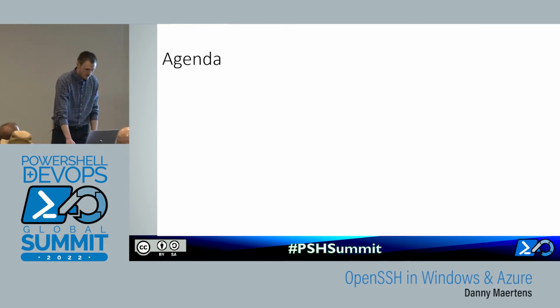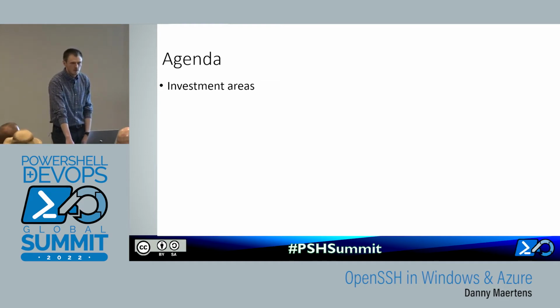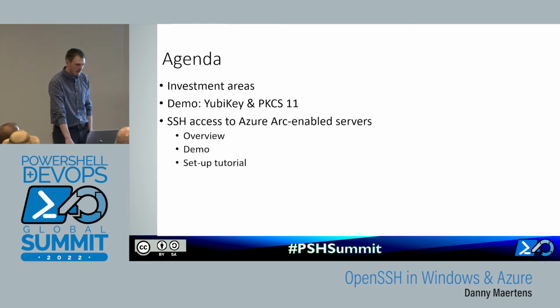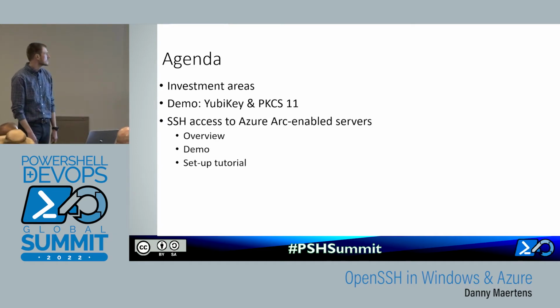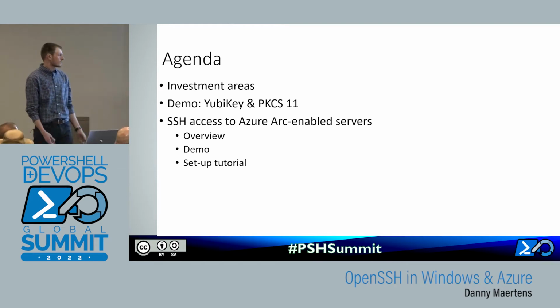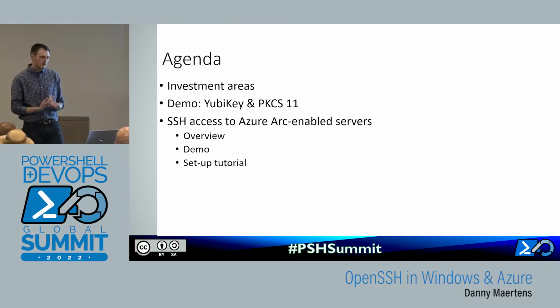To start off, we'll go over our key investment areas, why you should care about OpenSSH going forward. Then we're going to go into a quick demo of two-factor auth with YubiKeys and hardware keys for OpenSSH. And then we're going to go over to something that was released as part of a public preview last week, which is SSH access to Azure Arc-enabled servers. So we'll go over a quick overview of that, a demo, and then a tutorial on how to set it up.